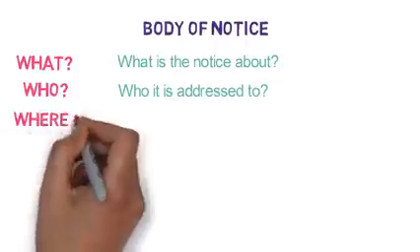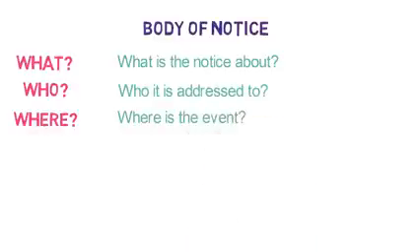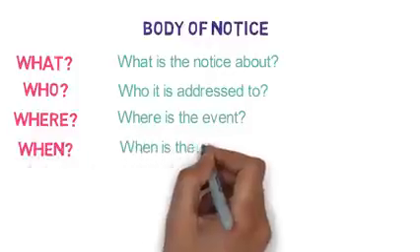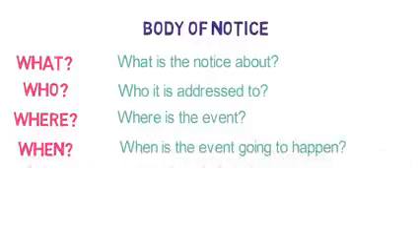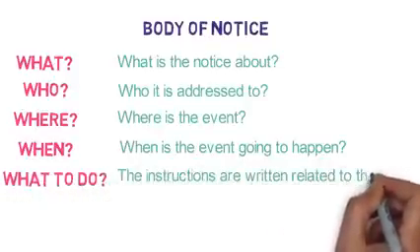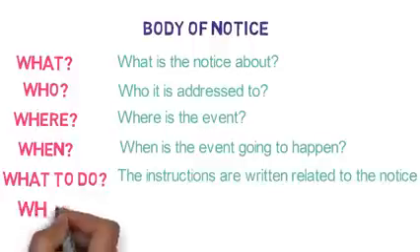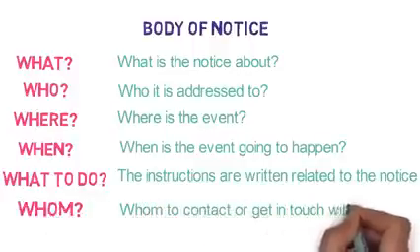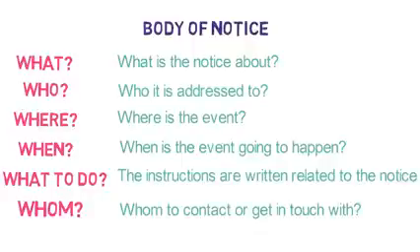The third one is where. If the notice is for an event, then the location of such an event must be clearly written. The fourth one is when. This is the time and the date of the event or meeting. The fifth one is what to do. Here the instructions related to the notice are written. And the sixth one is whom. The final detail should be whom to contact or get in touch with. This mentions who the appropriate authority is to contact. So these are the 6 points that must be present while writing any notice.